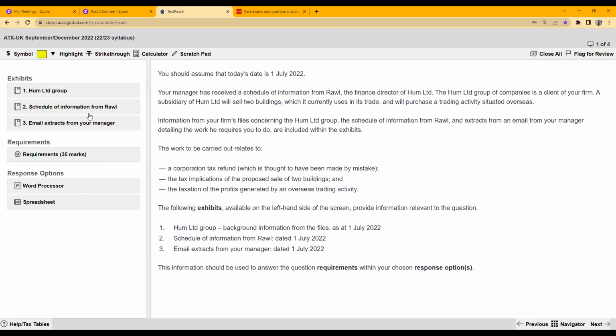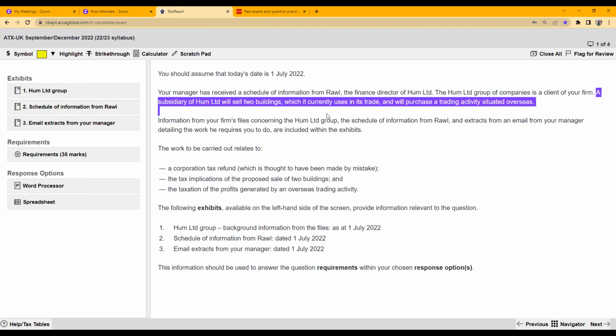Scenario is the basic information. You should assume that today's date is 1st July 22, meaning your reply should be made on this date. Your manager has received a schedule of information from Rol. Who is Rol? The finance director of Hum Limited. The Hum Limited group of companies, it's not a single company, it's a group of companies, is a client of your firm. A subsidiary of Hum Limited will sell 2 buildings. Now it's giving you an idea what is going to happen in this scenario. A subsidiary of Hum Limited will sell 2 buildings, which it currently uses in its trade.